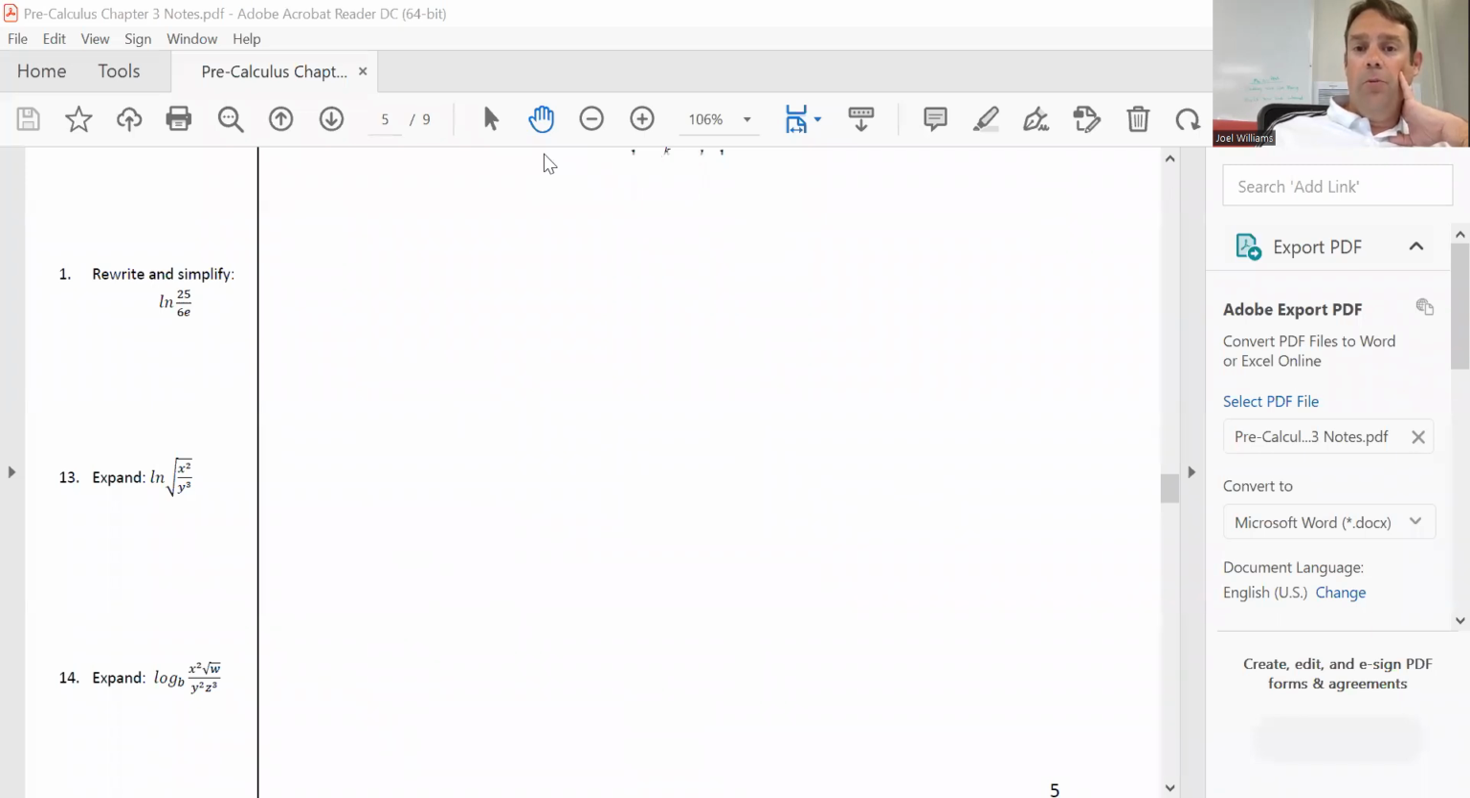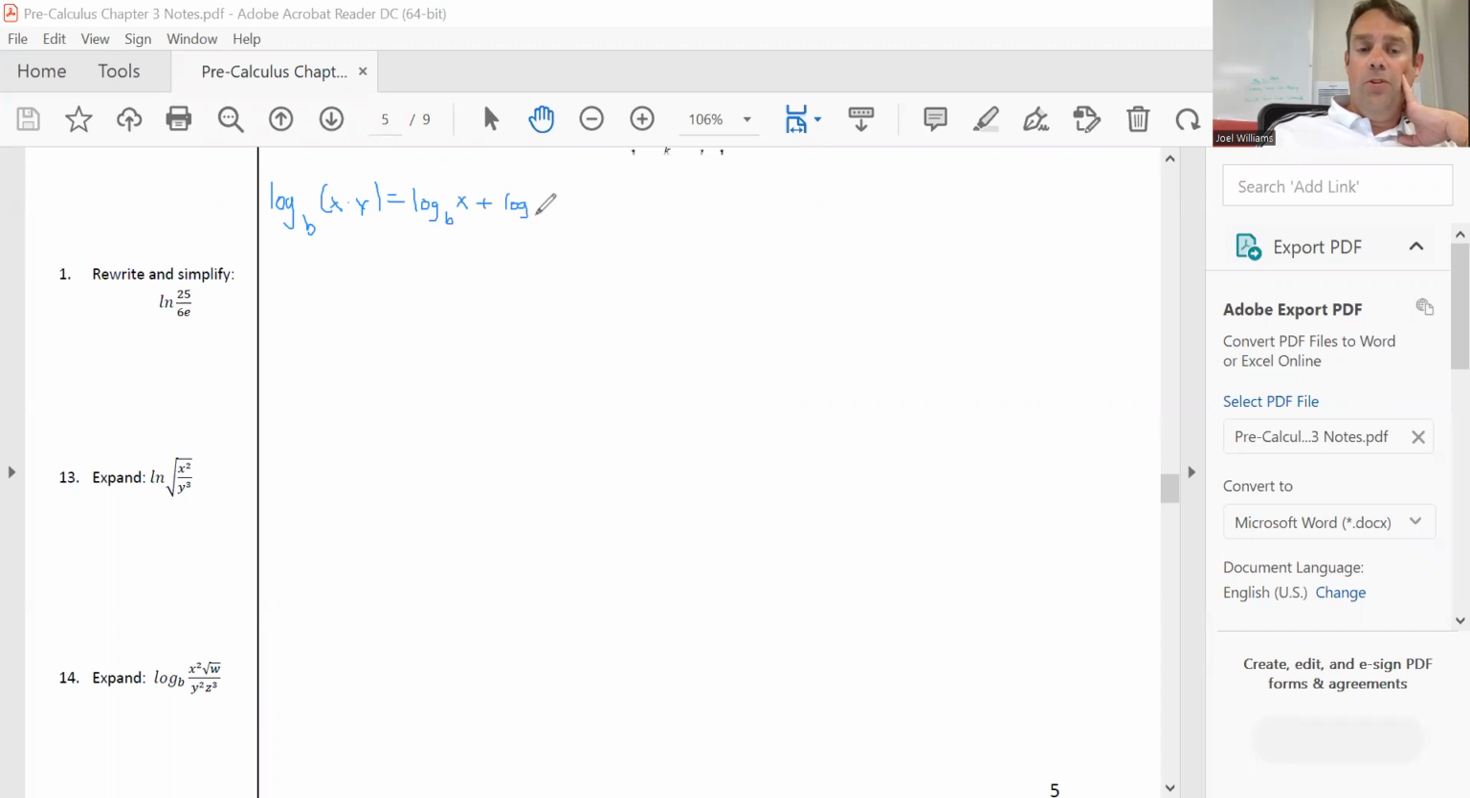All right, so our three rules of logs. First up, just as a little reminder, if I'm taking a log, any log, and I am multiplying two numbers inside, I can separate it with addition. So log base b of x plus log base b of y.